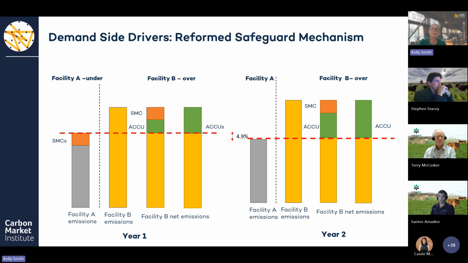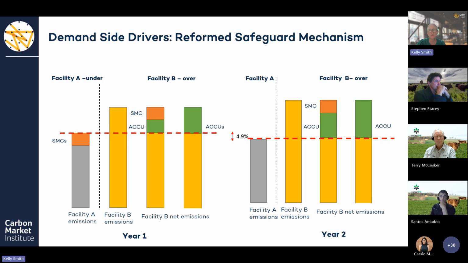So the declining baseline means things in year 2 get harder, because for most facilities, this baseline is going to reduce by about 4.9%. So if facility A sits on its hands and doesn't implement any more projects or initiatives through year 2, they will find that they're no longer below baseline, and so they won't get any SMCs in year 2. If they ended up over their baseline at this point, they would have to purchase ACCUs, or they could use the SMCs from year 1 to bring their net position back to meet baseline.